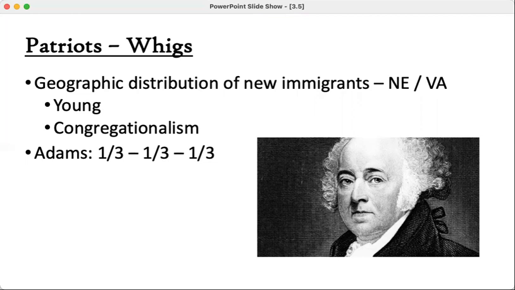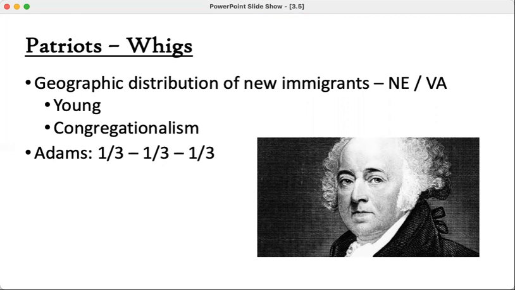John Adams is going to say that about 1/3 of Americans wanted revolution, 1/3 of Americans was against revolution, and 1/3 of Americans didn't care. But this was probably not the case. It was probably 1/5 for war, 1/5 for the king, and 3/5 didn't care, right?